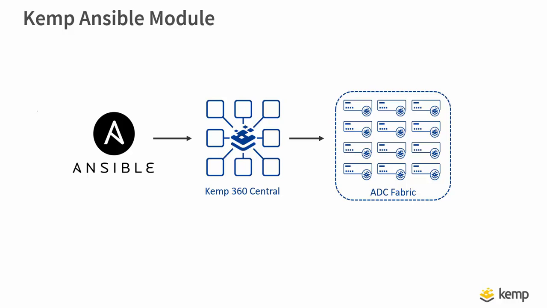The Ansible module communicates directly with configuration management components of Kemp360 Central, which then orchestrates the changes to the downstream application delivery controllers, or ADCs. This allows administrators and application owners to automate all the changes in one place, rather than needing to interact with the individual ADCs that may be distributed across different data centers and clouds.